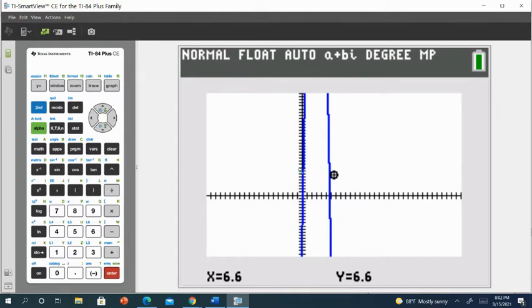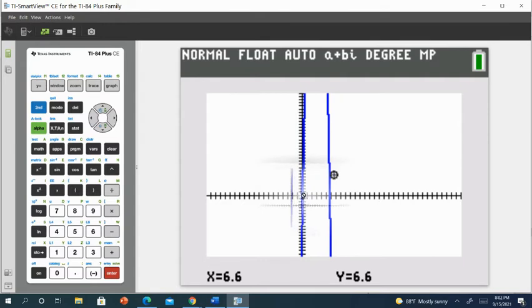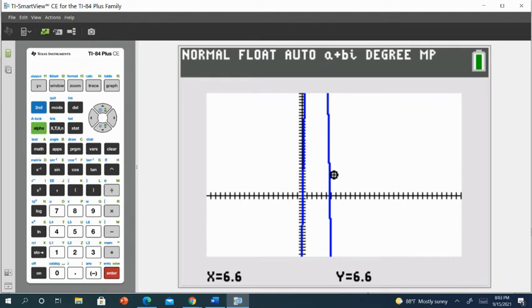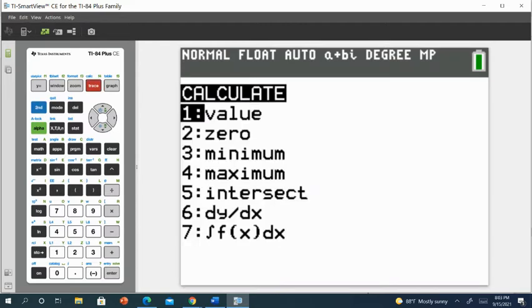So here again, we're only focusing on quadrant 1. This point is where the soccer ball started. It was kicked up into the air, and then it reaches its maximum point somewhere up in this area, and then it comes back down to the ground here. Question A is asking about the maximum height. To do that, we're going to hit second trace. You'll notice that the number 4 here is maximum. This is the same place that we went to do intersection, but we're going to do maximum. So I'm going to select number 4.